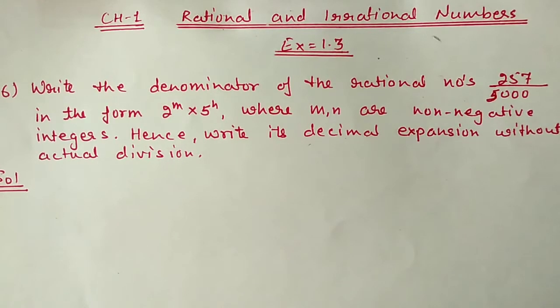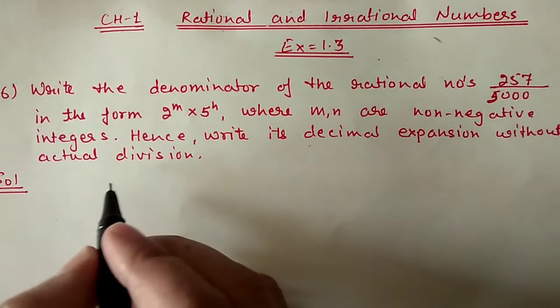Write the denominator of the rational number 257 by 5000 in the form of 2 to the power m into 5 to the power n, where m and n are non-negative integers, hence write its decimal expansion without actual division. So first of all, we will factorize the denominator.